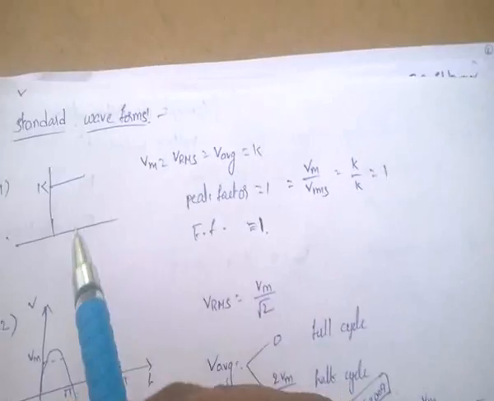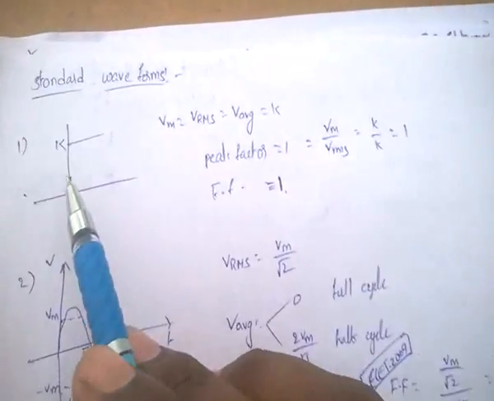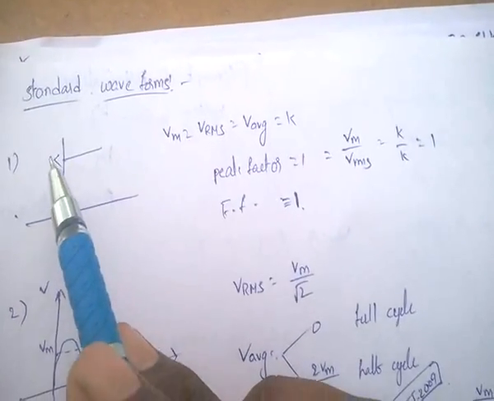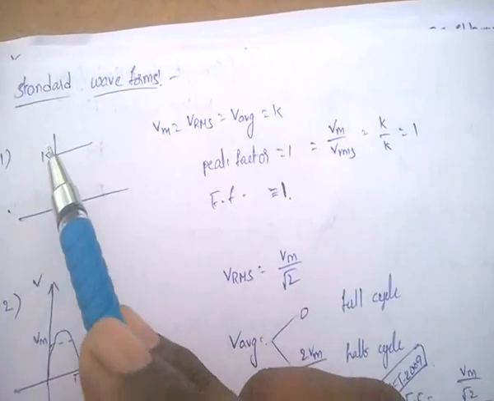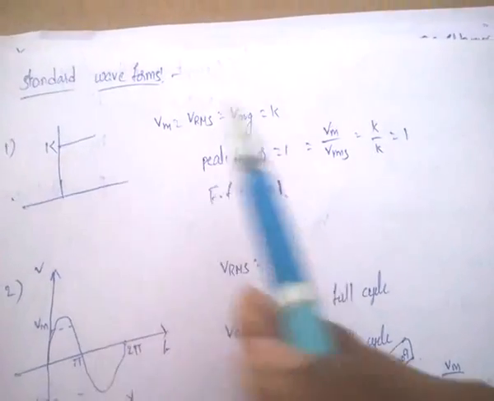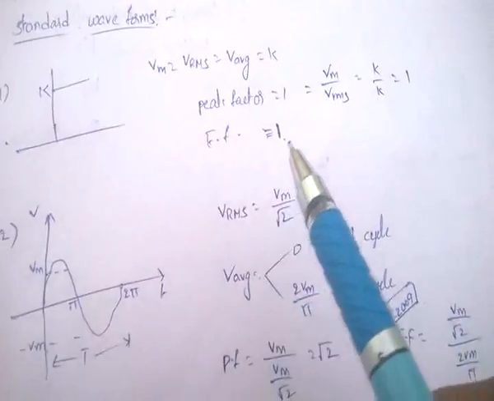Next one, some standard waveforms and their peak factors and form factors. First one: Vm equal to Vrms equal to V average, all are the same, that value is k. So peak factor equal to Vm by Vrms, that equal to k by k, that equal to 1. Form factor also k by k, that equal to 1.